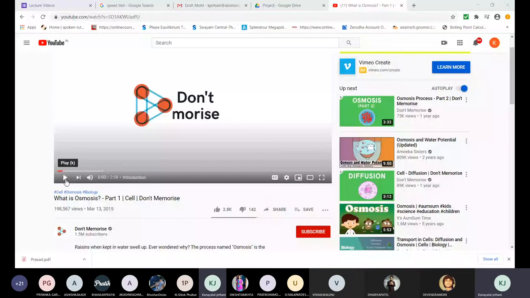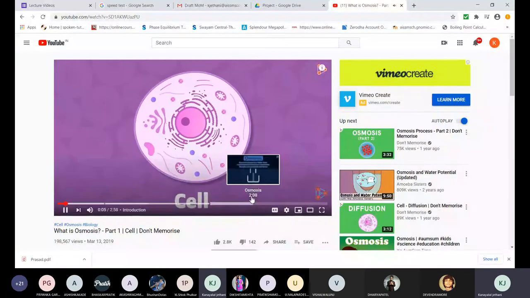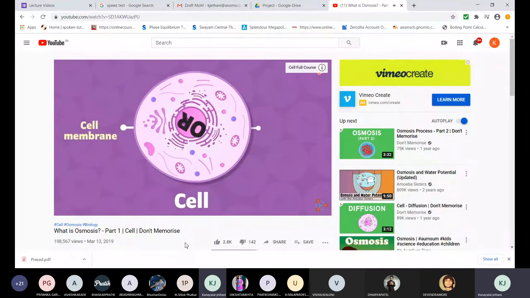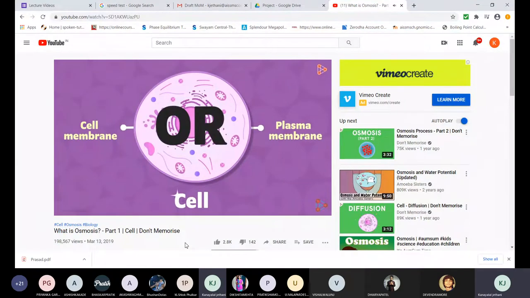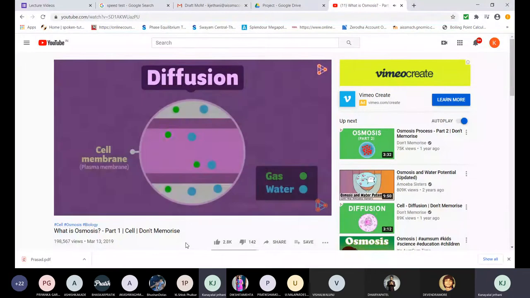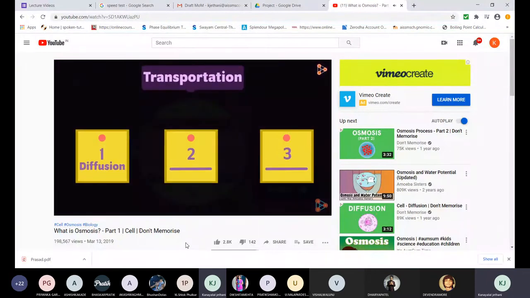Here's the cell on your screen. We have already seen that the various organelles inside it are compactly packed inside this delicate membrane called the cell membrane or the plasma membrane. We've even seen that the cell membrane makes use of the diffusion process to transport gas and water molecules in and out of the cell. However, diffusion is not the only process employed. There are a few more on the list. Let's have a look at these methods in this video.